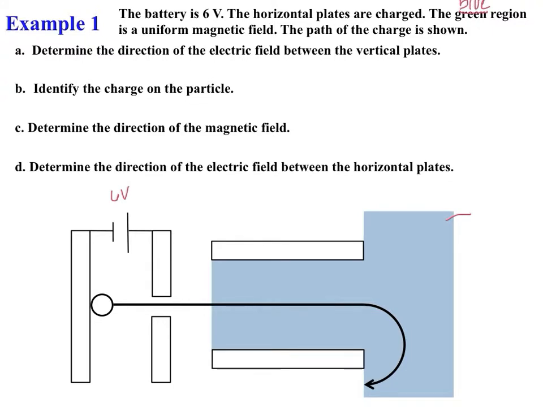So first off, we want to determine the direction of the electric field between the vertical plates. So if we look at our battery, this is positive because it's longer. This is negative because it's shorter. So this is positive, this is negative. That means this must be an electron that's passing through these two plates. So the direction of my electric field is to the left, negative. I'll say this is negative x direction. And this is E, electric field.